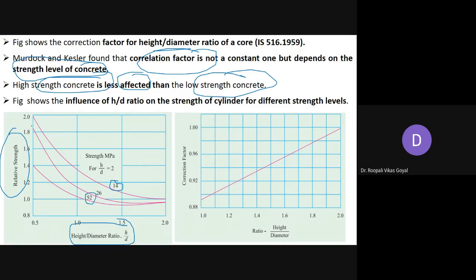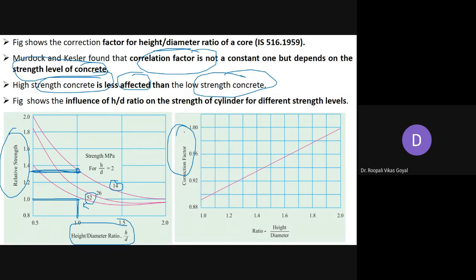So in all the cases of height to diameter ratio, suppose this is height to diameter ratio 1, then high strength concrete is less affected. It is giving somewhat 1 relative strength, while in case of height to diameter ratio 1 and low strength concrete, it is giving around 1.38 or 1.39. So here you can say that high strength concrete is less affected by h upon d ratio. So accordingly you can apply the correction factor.